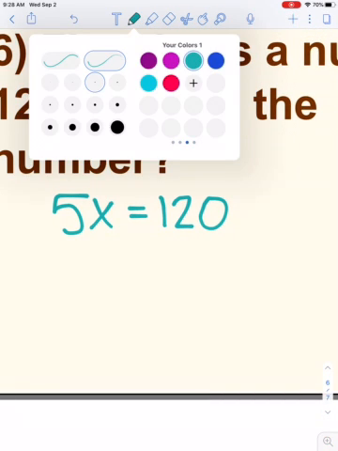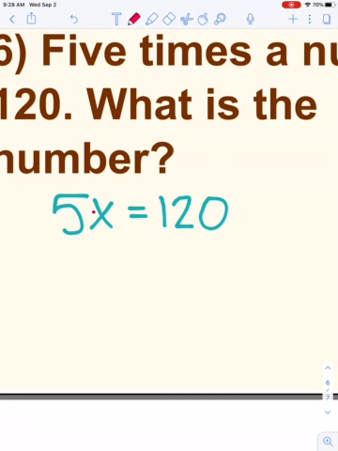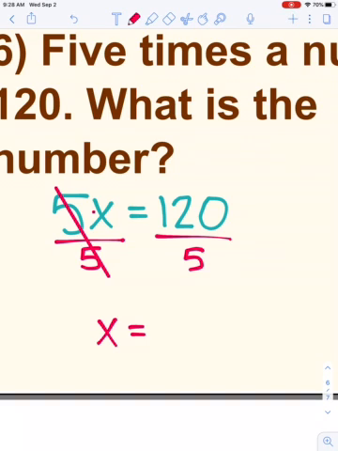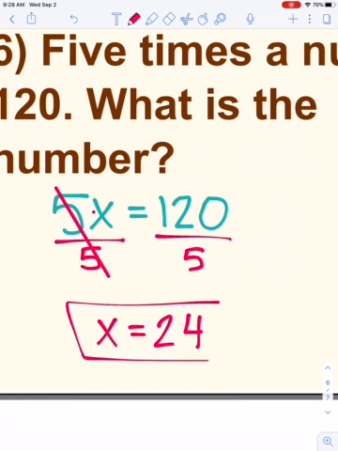So my variable is x. X is being multiplied by 5. The opposite of multiplying by 5 is dividing by 5. So then you're going to divide both sides by 5. On the left, it cancels. And 120 divided by 5 is 24.